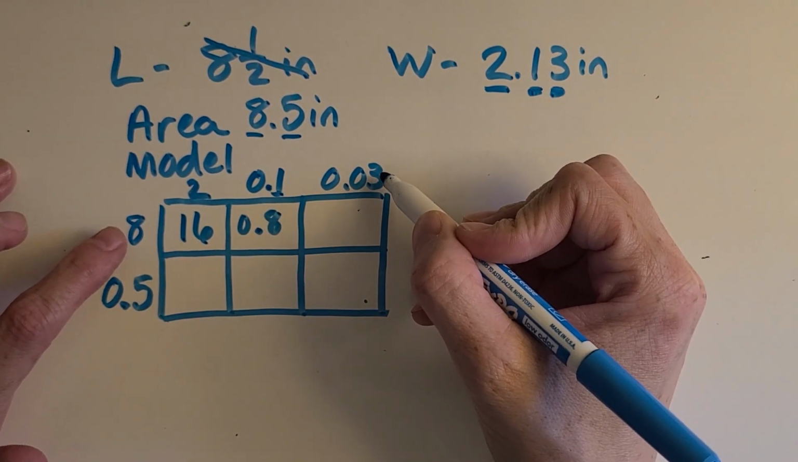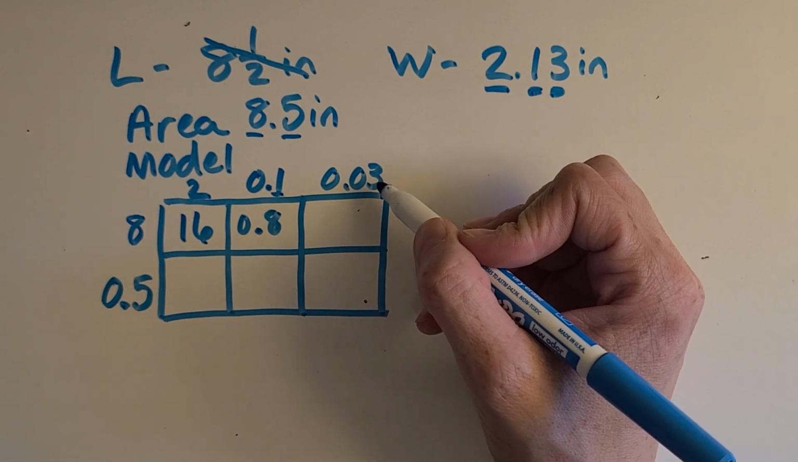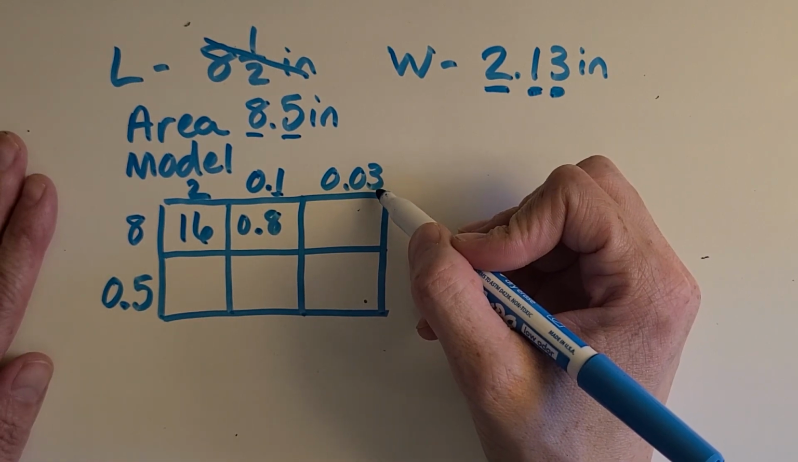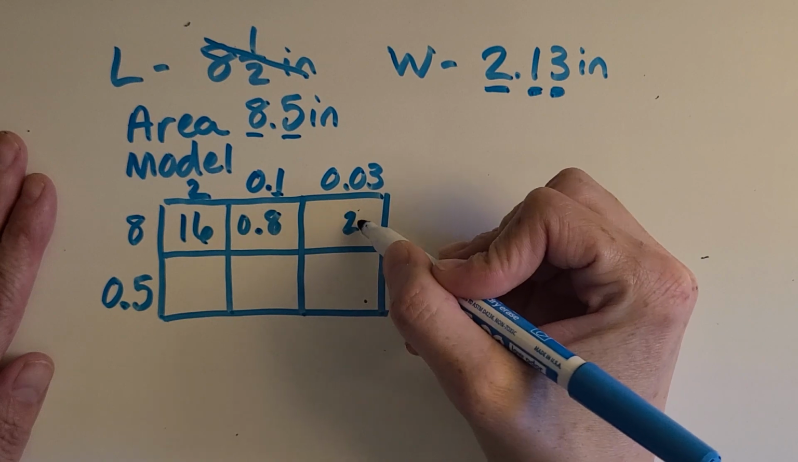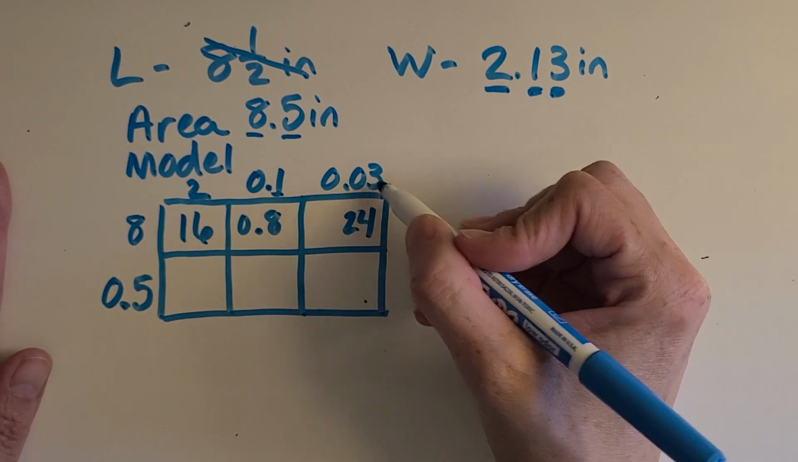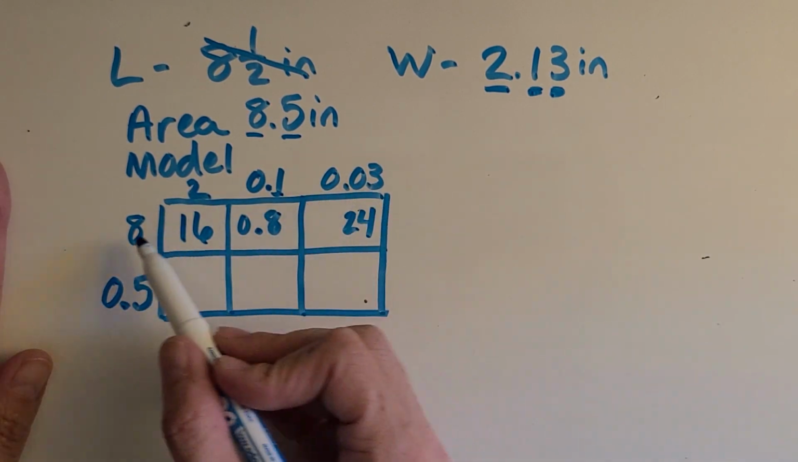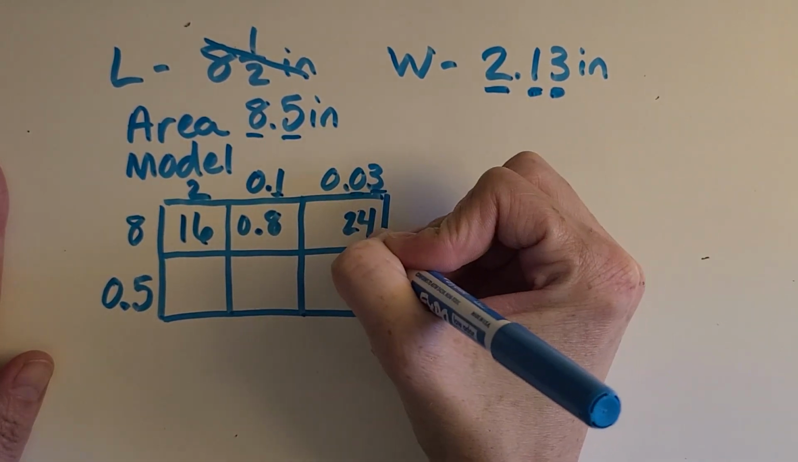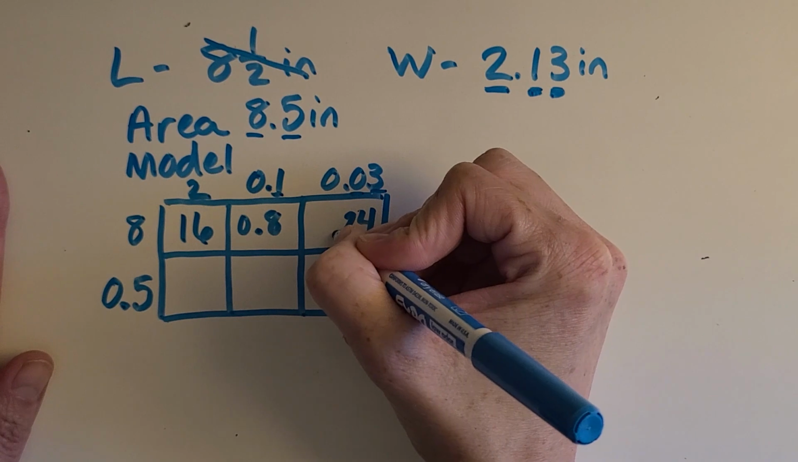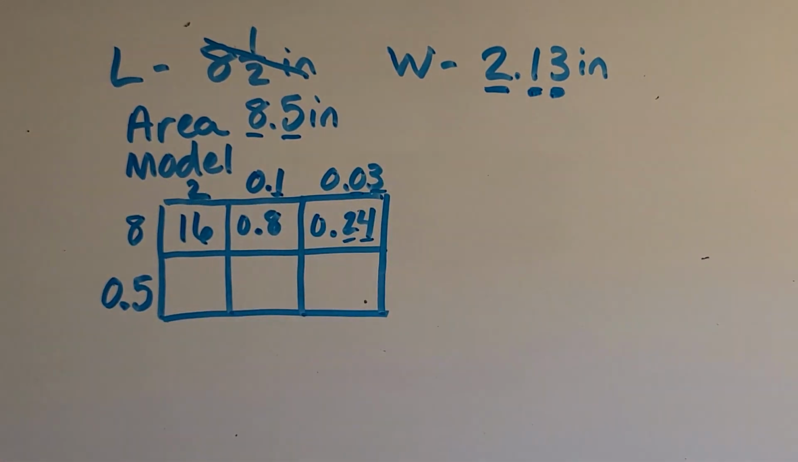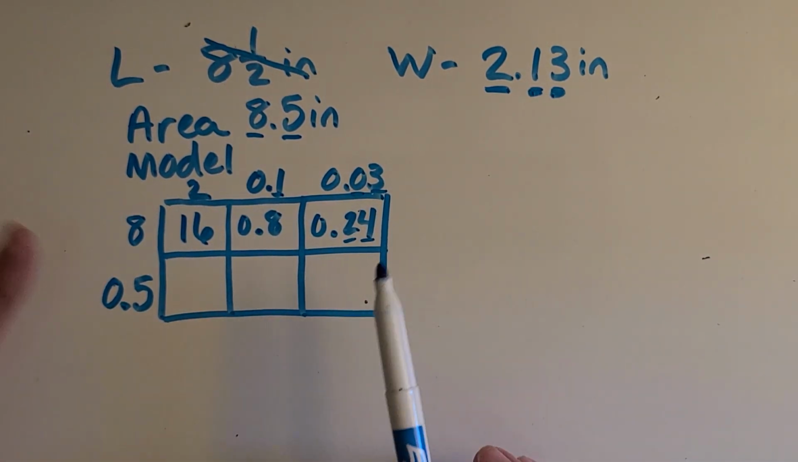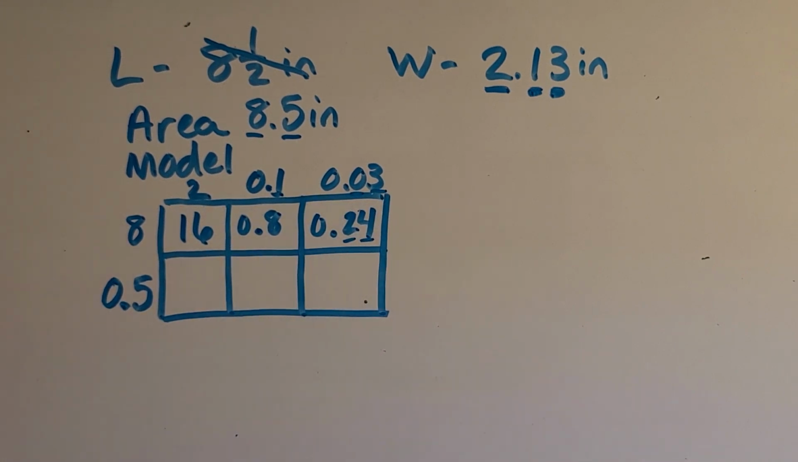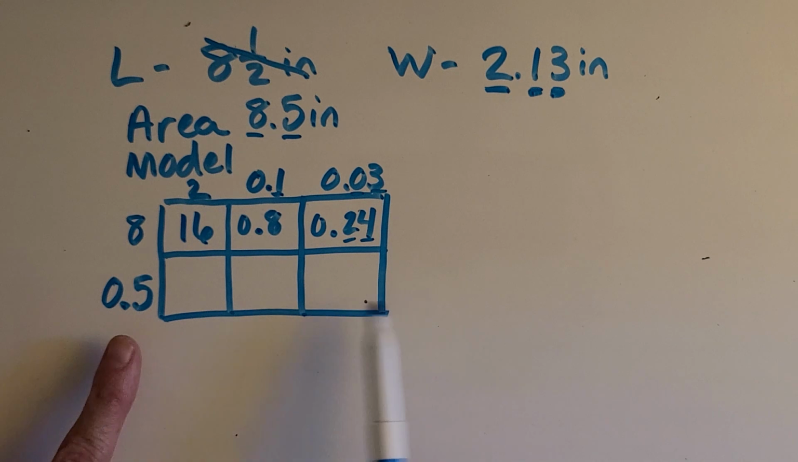8 times 3. What is 8 times 3 just by itself? Awesome, 24. And how many decimal places are in my 2 factors? Okay, 1, 2. So let's give it 1, 2. There we go. I love this mental math strategy because you can just think of the basic fact and then place your decimal. Okay, let's try this second row.